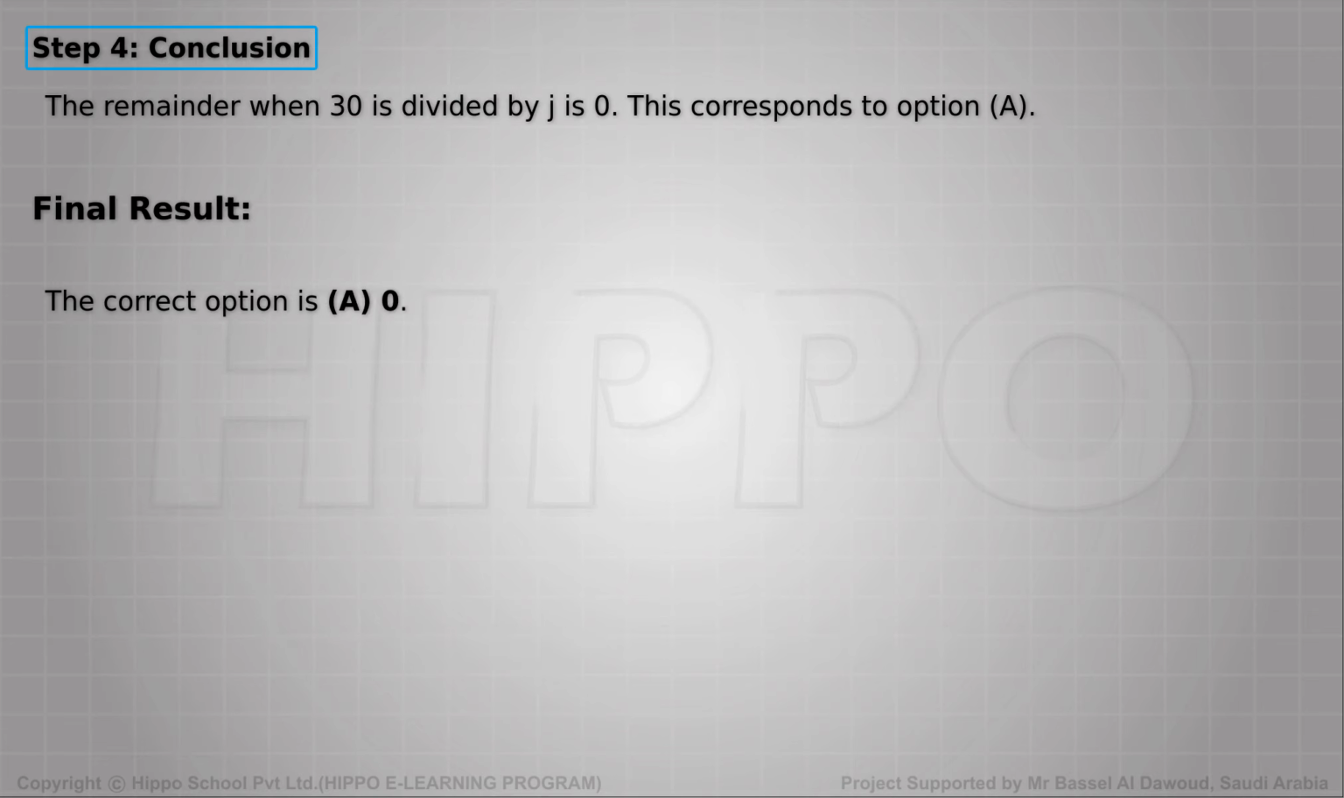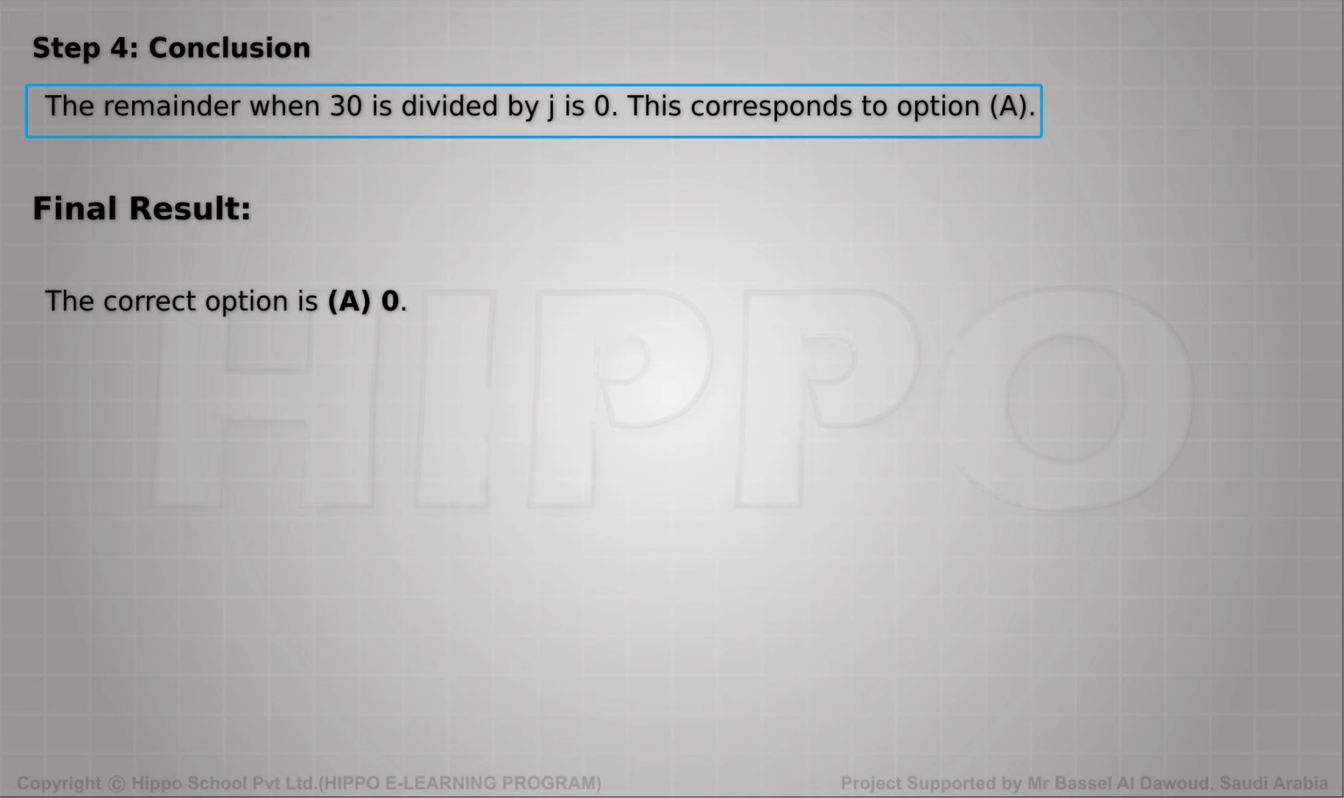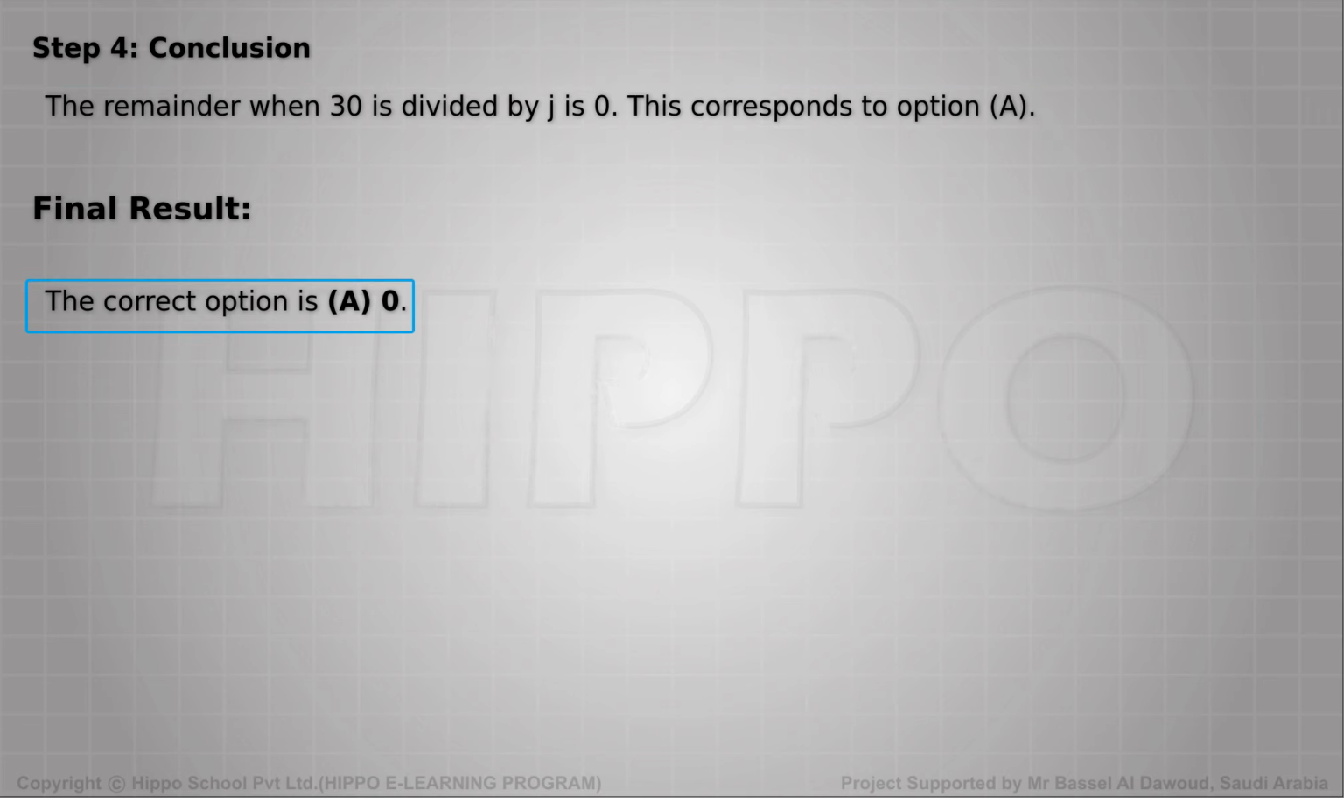So we've reached our conclusion. The remainder when 30 is divided by j is 0. Looking back at our options, this corresponds to option A. We successfully solved the problem by translating the words into an equation, using all the given rules and constraints to find our variable, and then performing the final calculation. Well done!